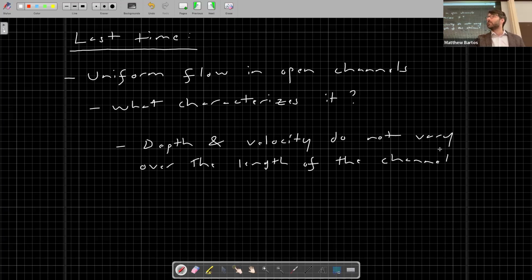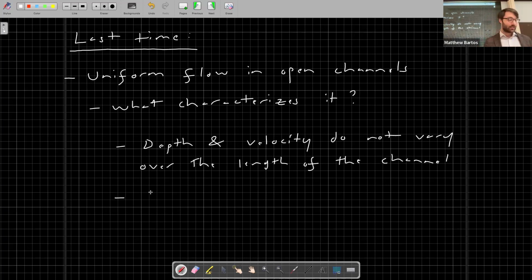So that's one way we could characterize uniform flow. I talked about a couple other ways that we could characterize uniform flow, specifically looking at the force balance. So what's another way, an equivalent way that we can characterize uniform flow? Force is going to be equal to the friction. Okay, very good. So those are the 2 other conditions that we can use to characterize uniform flow.